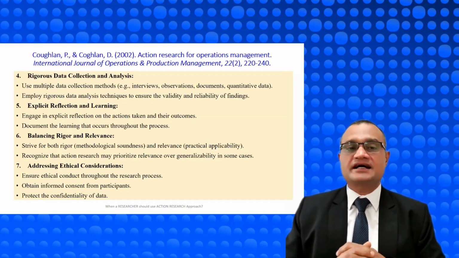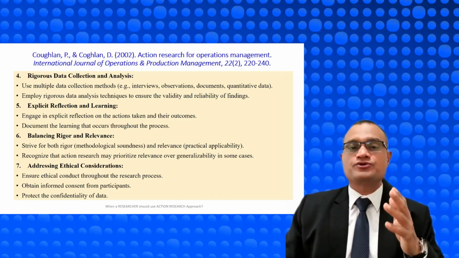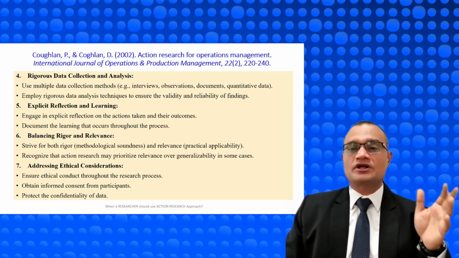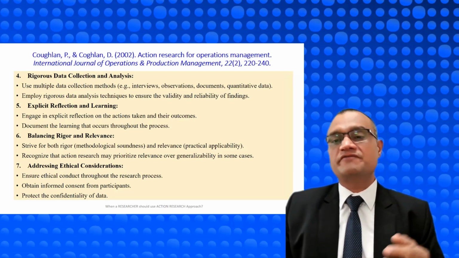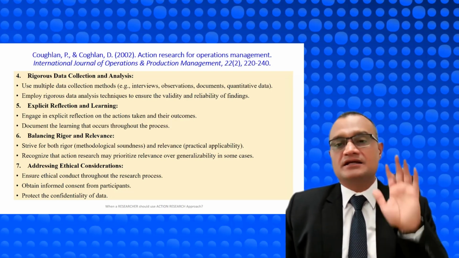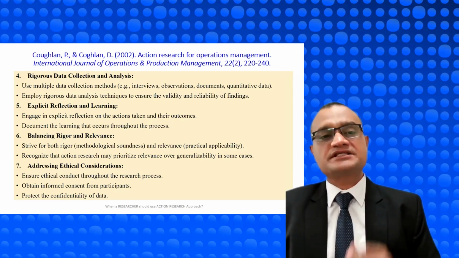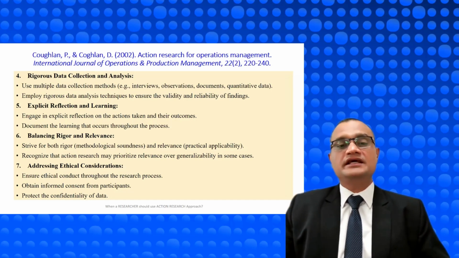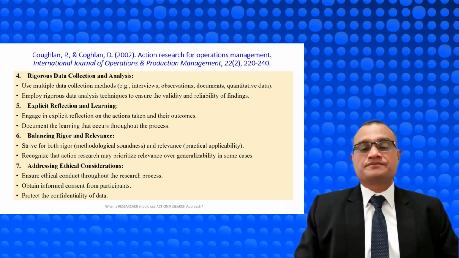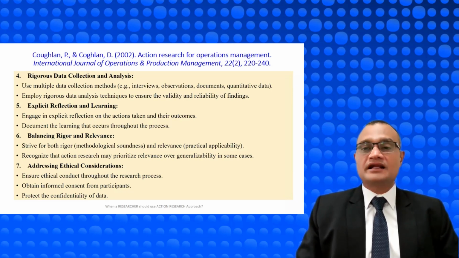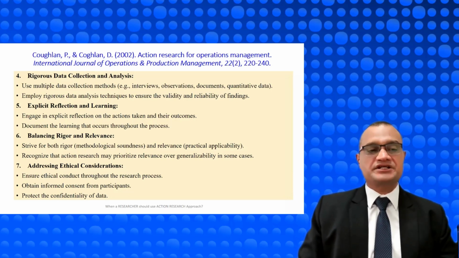Number 4, rigorous data collection and analysis. You use multiple data collection methods, including observations, documents, qualitative data, and employ rigorous data analysis techniques to ensure the validity and reliability of findings. Number 5, explicit reflection and learning. Engage in explicit reflection on the actions taken and their outcomes. Document the learning that occurs through the process of following the action research.